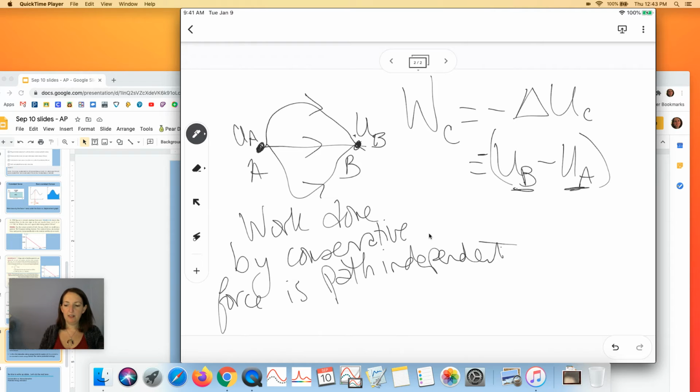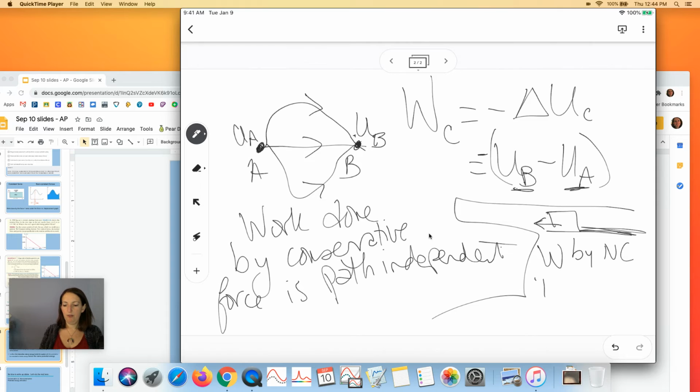Contrast that to this thing, which is moving and slows down because of friction. If it goes further, there's more work. So work by a non-conservative force depends on path.